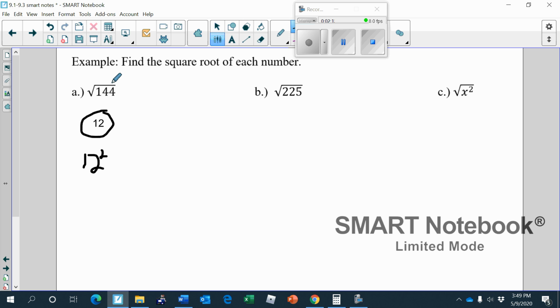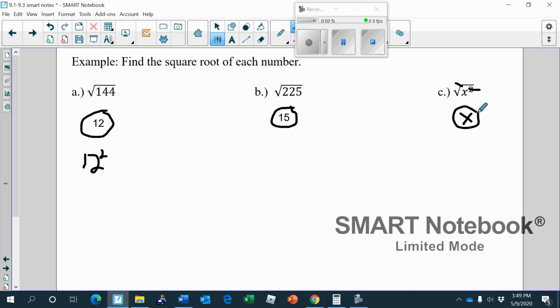And 144 is called a perfect square because it's what we call a nice number, right? The square root of 225, if you go back to that do now, was 15. Okay, so the square root of 225 is 15. And this is a funny one because it's a variable, but we can still do it because this x squared is actually a perfect square simply because it has that little square there. So the square root and the squared cancel each other out. So your answer is just x, okay?